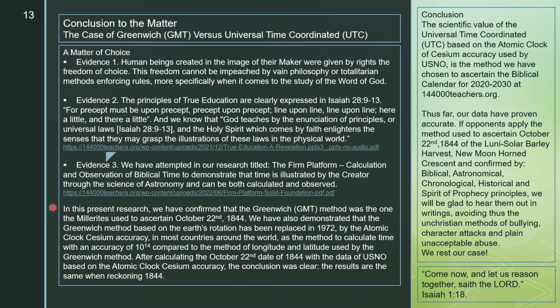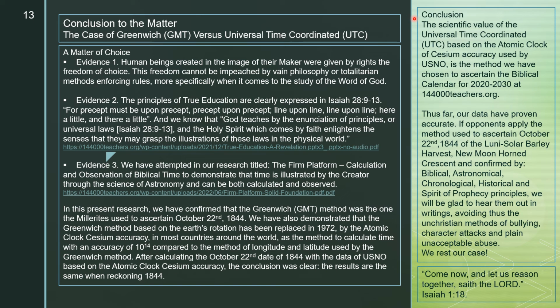In this present research, we have confirmed that the Greenwich GMT method was the one the Millerites used to ascertain October 22, 1844. We have also demonstrated that the Greenwich method based on the Earth's rotation has been replaced in 1972 by the atomic clock cesium accuracy in most countries around the world as the method to calculate time with an accuracy of 10 to the power of 14, compared to the method of longitude and latitude used by the Greenwich method. After calculating the October 22nd date of 1844 with the data of USNO based on the atomic clock cesium accuracy, the conclusion was clear. The results are the same when reckoning 1844.